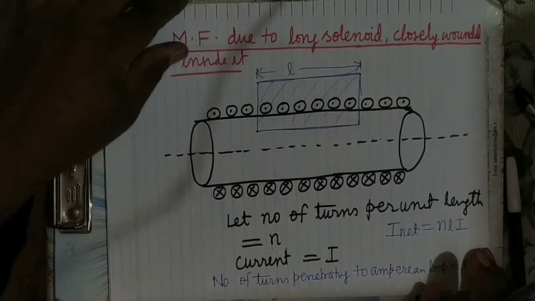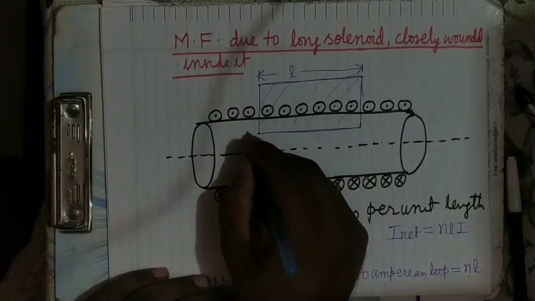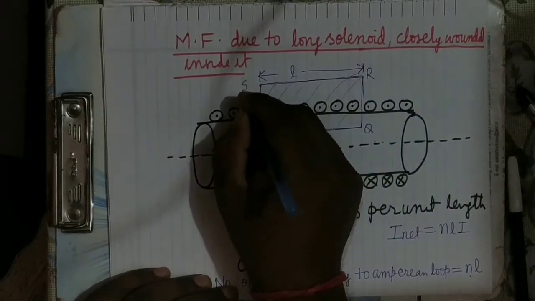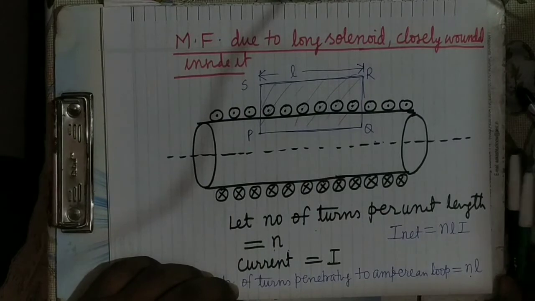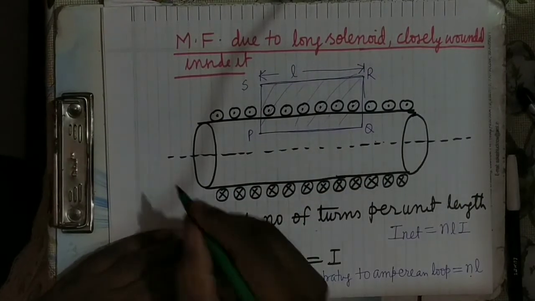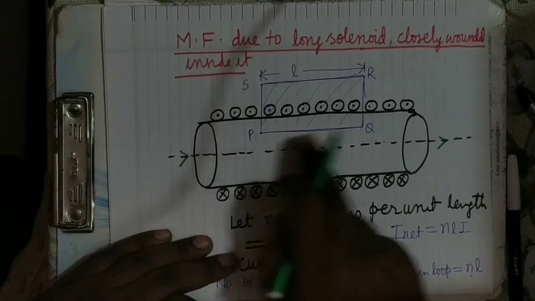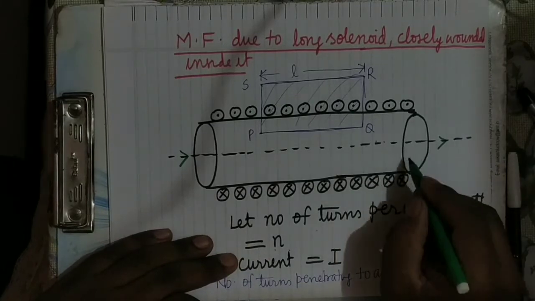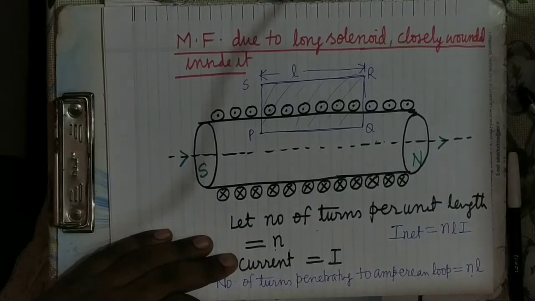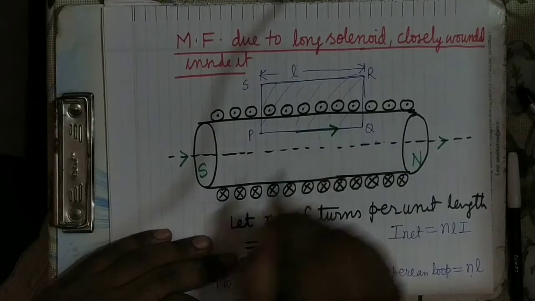Now see here. Since the Amperian loop is what I have named PQRS, what will be the direction of the magnetic field along PQ? I have taken that the magnetic lines of force are running in this direction, entering from this side and coming out from this side. This is the north polarity and this is the south polarity. So over PQ, the direction of the magnetic field will be this.